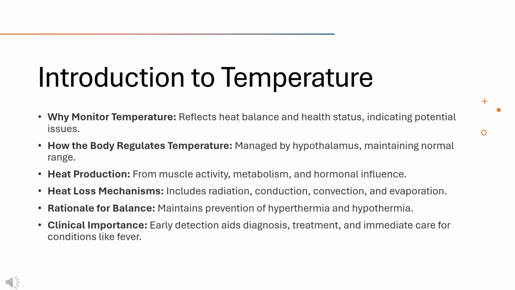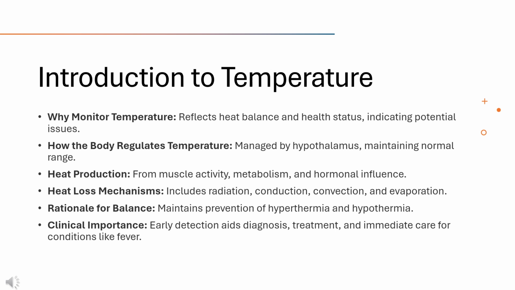Keeping our body temperature balanced is very important for staying healthy. If this balance is lost, it can lead to problems. For example, if our body makes too much heat or doesn't cool down enough, we can end up with hyperthermia, which is basically overheating. This can happen if you have a fever or if it's really hot outside. On the flip side, if our body doesn't produce enough heat or loses too much of it, we can get hypothermia, where our body temperature drops really low. This is something that can happen in very cold weather.